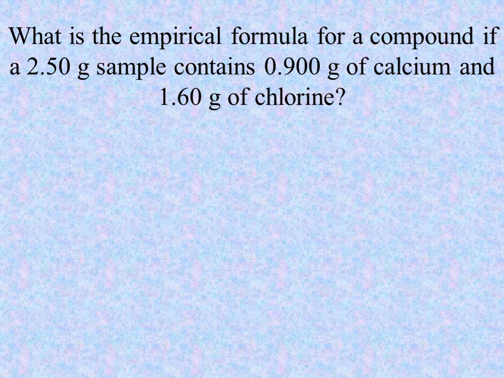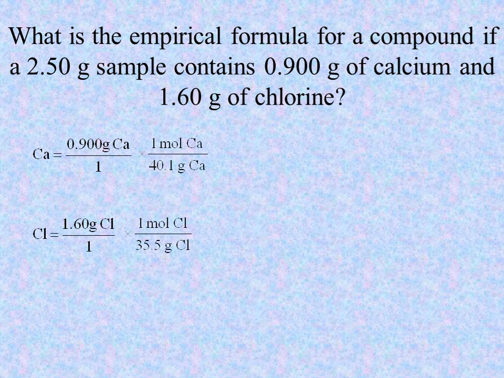If we take a look at this example, what is the empirical formula for a compound if a 2.50 gram sample contains 0.900 grams of calcium and 1.60 grams of chlorine? So we see that the 2 elements that we have in the formula will be calcium and chlorine, and we start with the mass of each one of these. Now I've placed each of these values over 1 just to help keep straight how the cancellation of the units will occur. You are not required to put these values over 1, but it can help to simplify things.